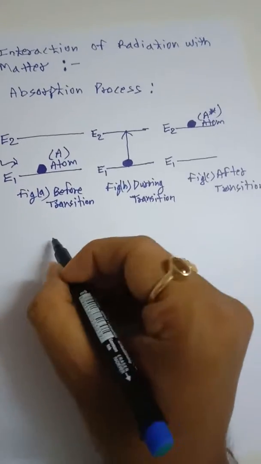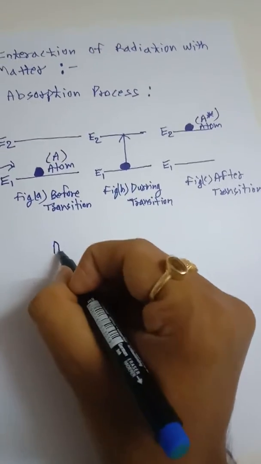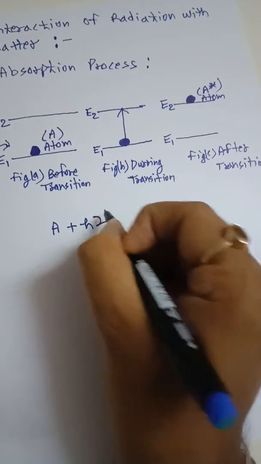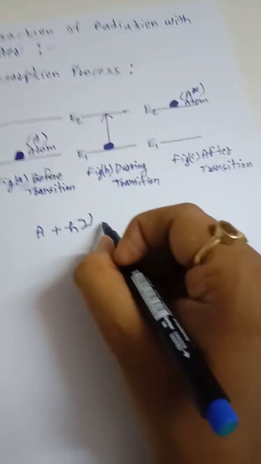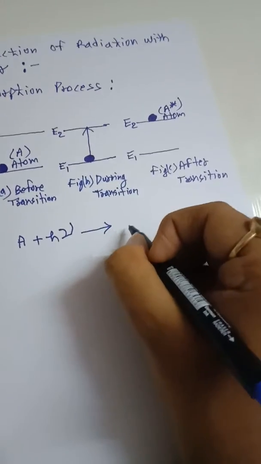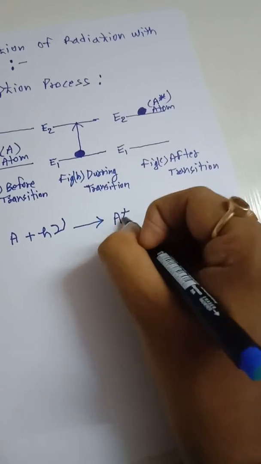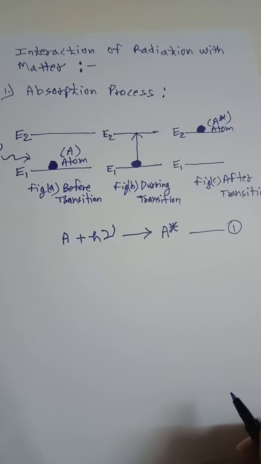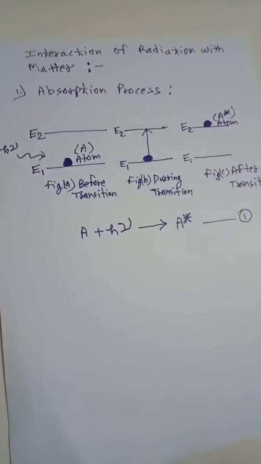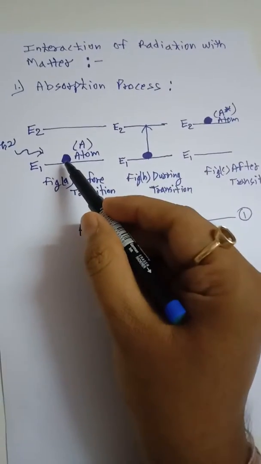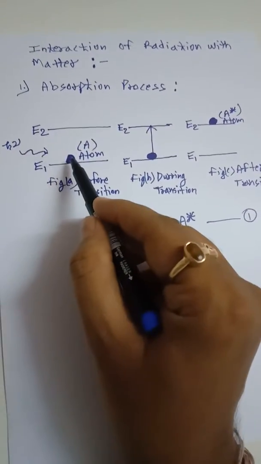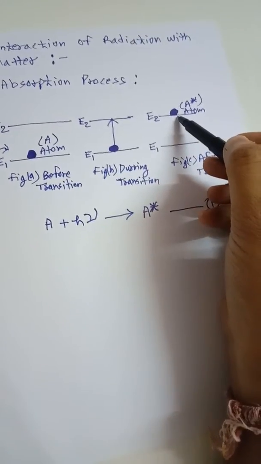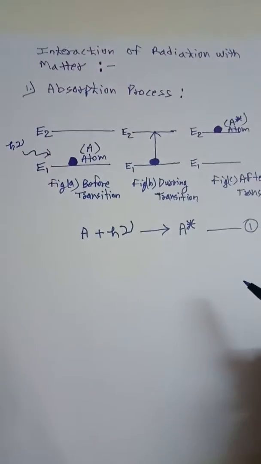So we will write one mathematical equation. The atom which was in the ground state is A. It absorbs some amount of external photon energy, h nu, and then makes a transition to the excited state. So the atom becomes A star. This is equation number 1. So what is the meaning of the absorption process? An atom in the ground state absorbs external photon energy and makes a transition to the excited state. This is known as the absorption process.